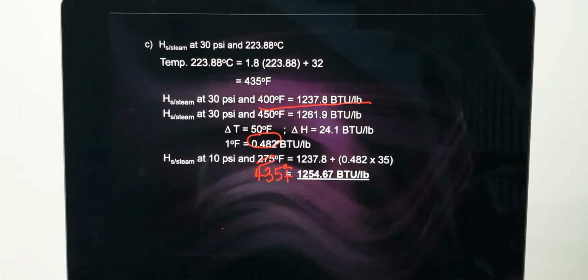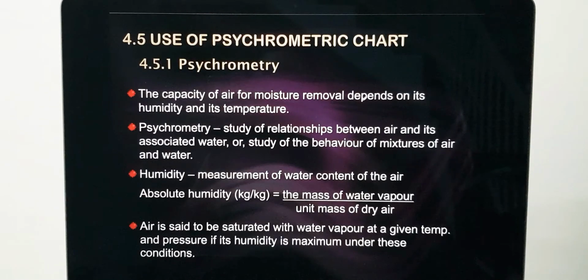So this is the example for steam tables. For steam tables, you have two normal steam tables, one in SI units and the other in British units. Then you have another attachment for the superheated steam table. Okay, now let's move on to the use of the psychrometric chart.